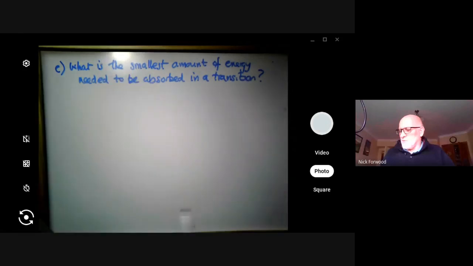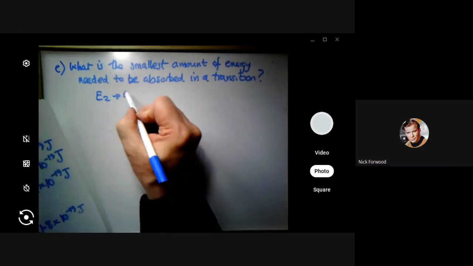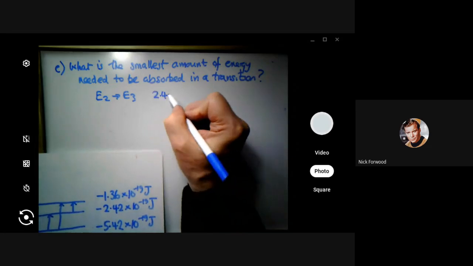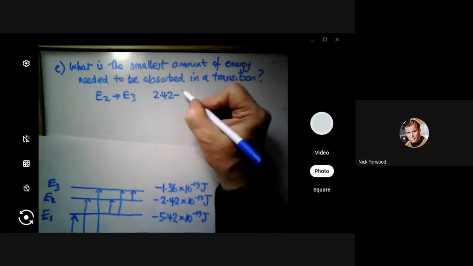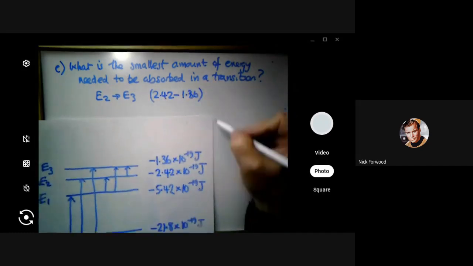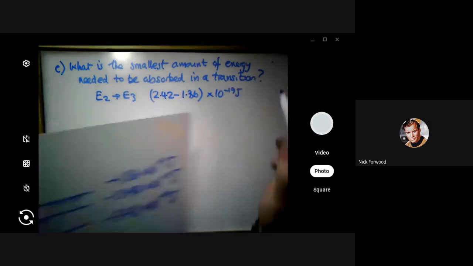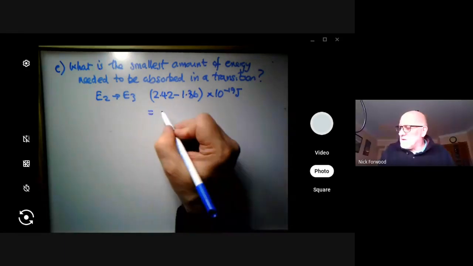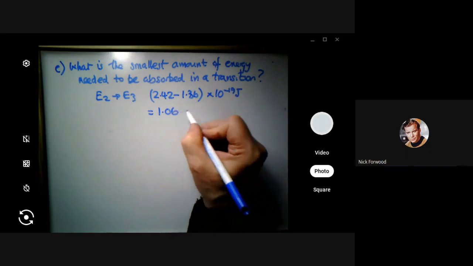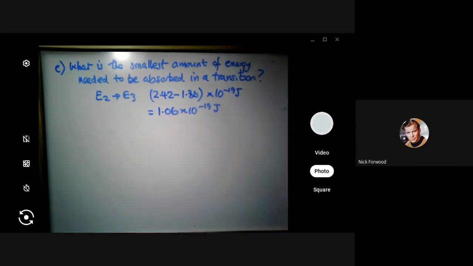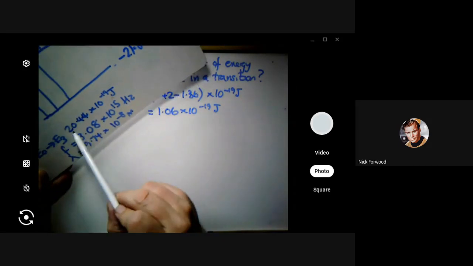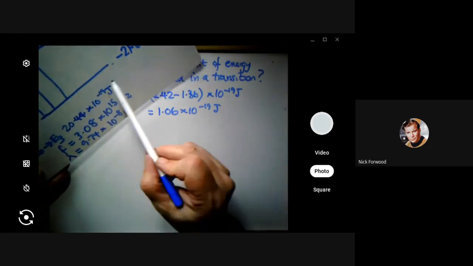So E2 to E3, what's the energy needed? 2.42 take away 1.36, all multiplied by 10 to the negative 19 joules. I'm going to do that on my calculator. 2.42 minus 1.36 equals 1.06 times 10 to the negative 19 joules. Compared to the biggest transition before, which was this one, 20.44 times 10 to the negative 19. I'm going to need these numbers again in a minute.